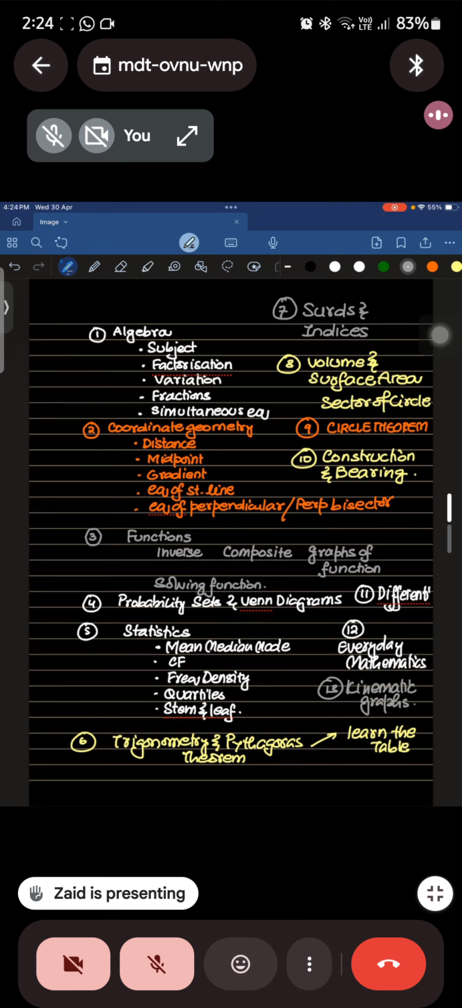Okay, if you go through these topics very well, you'll be able to solve them and things will be very good. Number 14, you can consider that to be transformation.